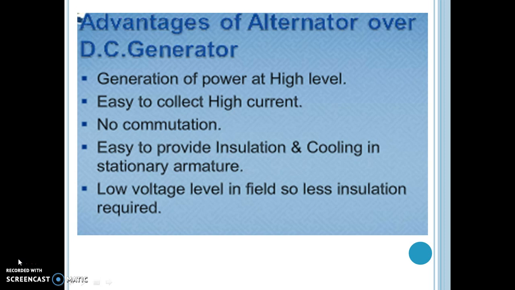And the advantages of an alternator, that is an AC generator, over a DC generator. The first is generation of power at high level, and it is also easy to collect high current, with no commutation, and easy to provide insulation and cooling in the stationary armature. So this is the main advantage of the stationary armature in the case of the AC generator. And also, low voltage level in the field, so less insulation is required.